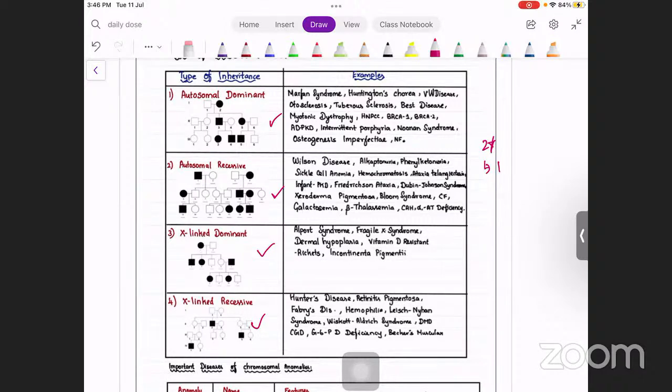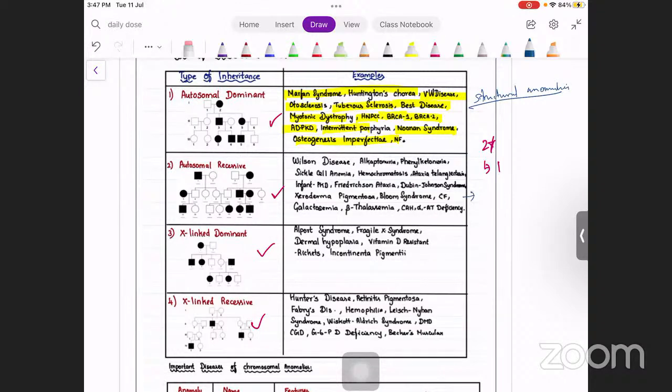The examples are Marfan syndrome, Huntington chorea, von Willebrand disease, otosclerosis, tuberous sclerosis, Wilson disease, muscular dystrophy, HNPCC, BRCA1, BRCA2, autosomal dominant polycystic kidney disease, acute intermittent porphyria, Noonan syndrome, and osteogenesis imperfecta. So technically, if you don't remember any of the examples, how do you remember? Any structural anomalies which pass from generation to generation, then it is autosomal dominant.